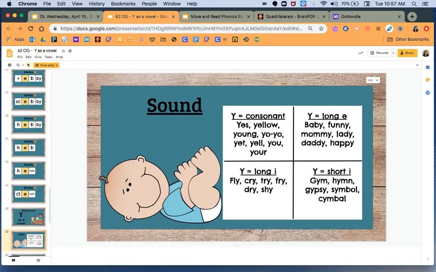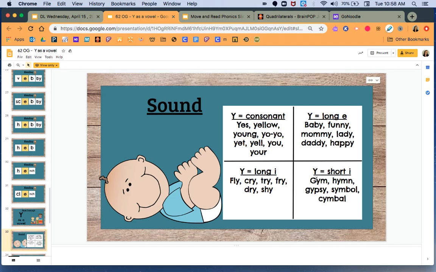So I just want to show you guys real fast that Y, we show that Y at the end of our letters over here. That makes so many sounds, and we've practiced a ton of these. So Y can say y, like a consonant, like yes and yellow and young and yo-yo and yet and yell and you and your. Y can also make the long E sound at the end of a two-syllable word. So we have baby and funny and mommy and lady and daddy and happy. Those are all two-syllable words. Y at the end of a one-syllable word can say the I sound, like fly, cry, try, fry, dry, and shy. And then Y, we haven't practiced this one very much, can also say the short I sound.